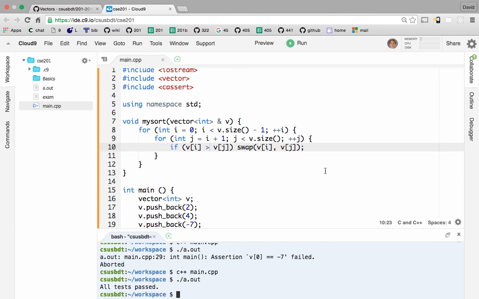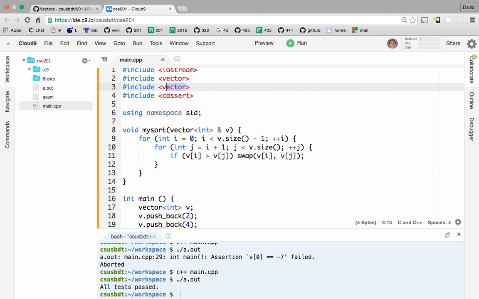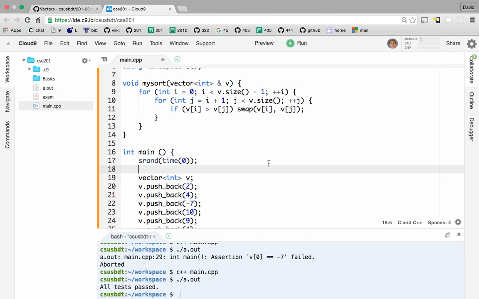There's other ways to do sorting. This is just one way. Oh, and by the way, this is an inefficient way to sort. I'm going to demonstrate that to you. I'm going to include cstdlib. I'm going to use a random number generator. I'm going to seed the random number generator first. There's our sort routine right there.